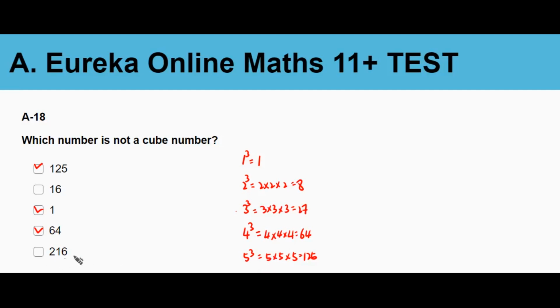What about 216? If we consider 6 times 6 times 6, 36 times 6 makes 216. Yes, 216 is the cube of 6. This is right. So 16 is not a cube number. The second is the answer.